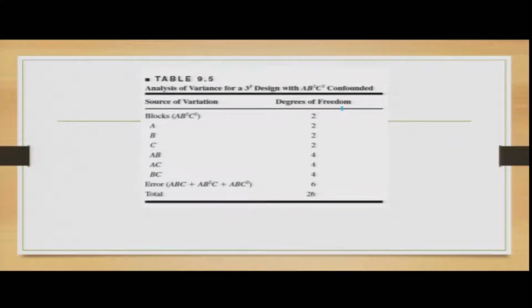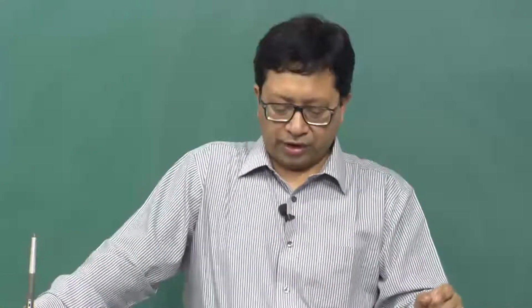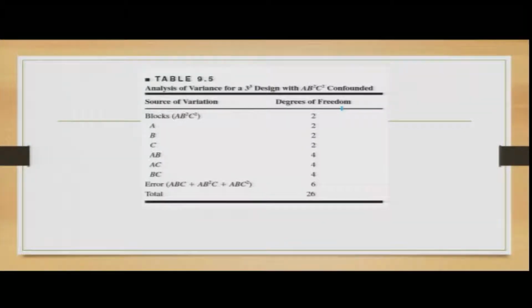So now is basically the ANOVA, the analysis of variance for the 3^3 design, with AB²C² confounded. Now that means you are trying to basically find the maximum effects from there. So the blocks are for AB²C², the degrees of freedom is 2. I am just reading the first column and the second column. For A, B, C, the corresponding degrees are 2, 2, 2, and for AB, AC and BC, the degrees are 4 each, and the errors obviously would be the total minus the degrees of freedom for the others combined. So, it is 6. So, your total number of degrees of freedom would be 26.